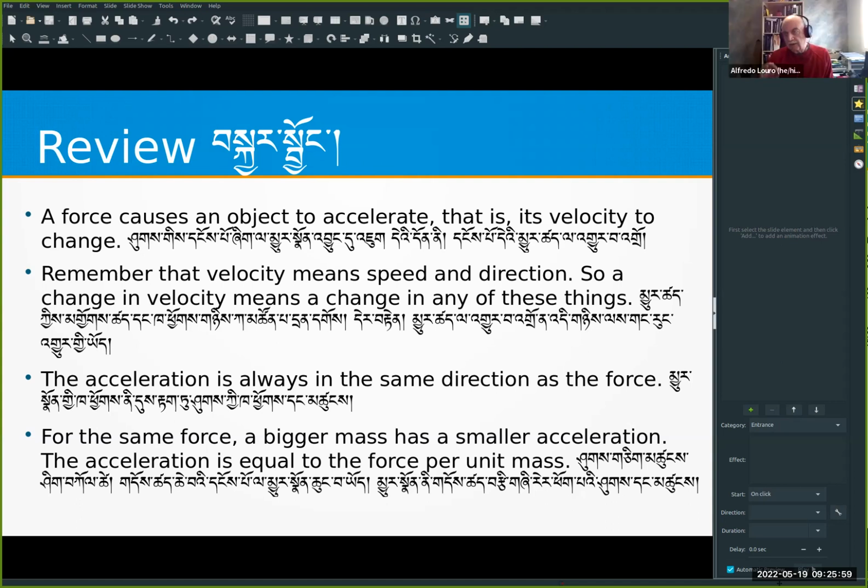So specifically, the acceleration is equal to the force per unit mass of the object.